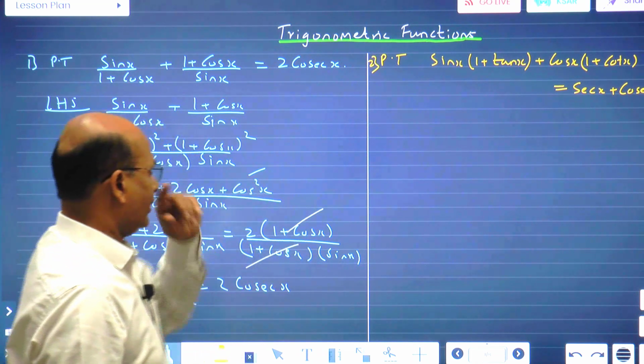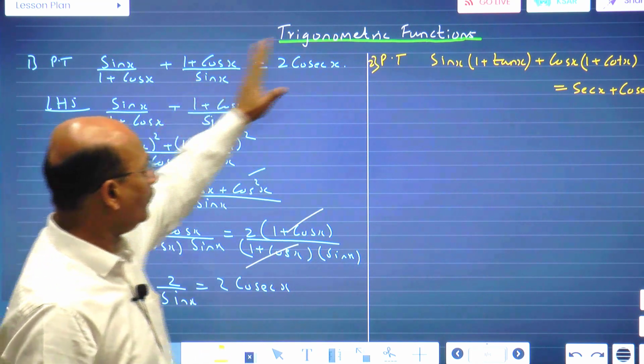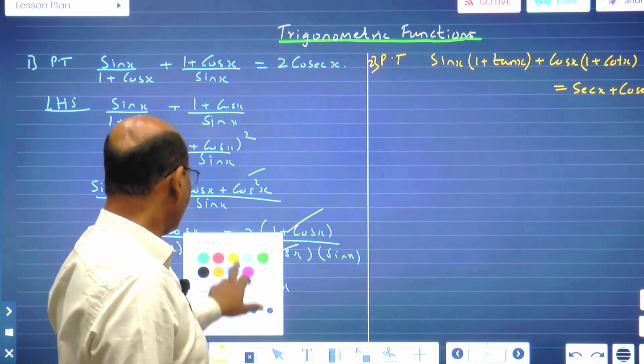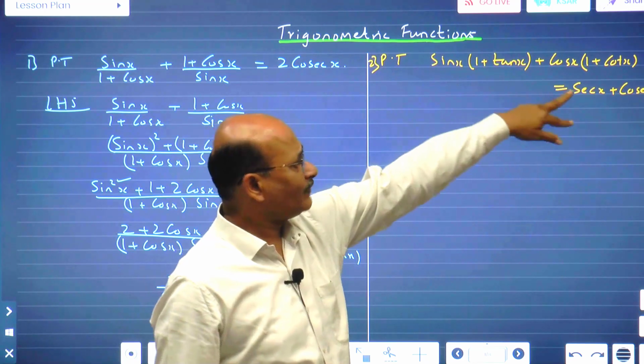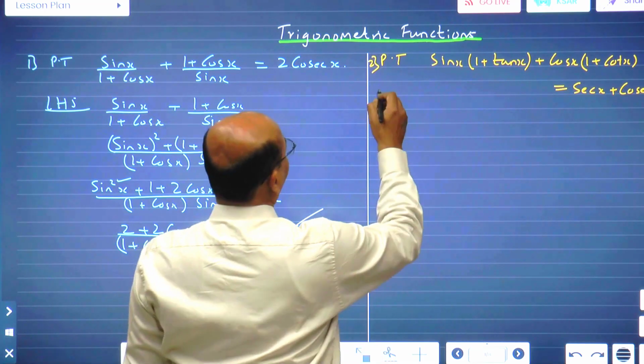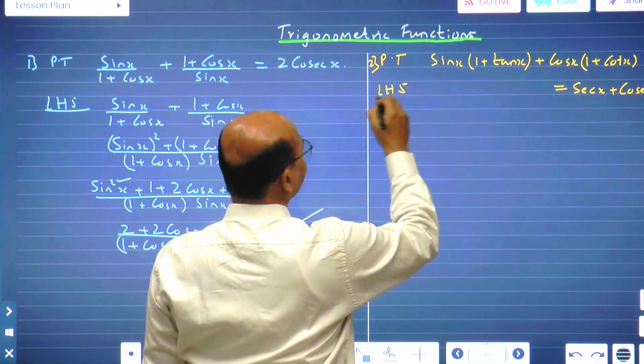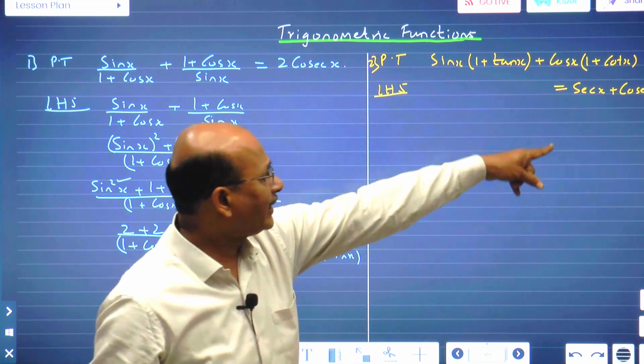Let us take the next question. Again, this is the same scenario, proving that sin x (1 plus tan x) plus cos x (1 plus cot x). So I am directly identifying what is my LHS and trying to prove sec x plus cosec x.